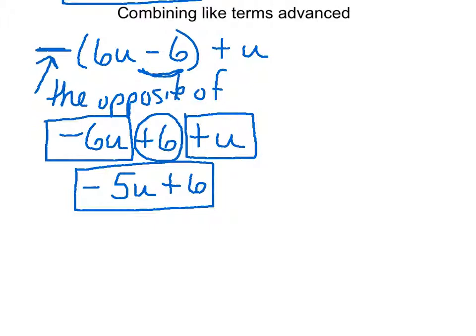So the lesson of this example is mostly just that when you see a negative sign out in front, think about what it really means. And if you can think of it as taking the opposite of what's in the parentheses to get rid of them, you're going to have a lot easier time on that.